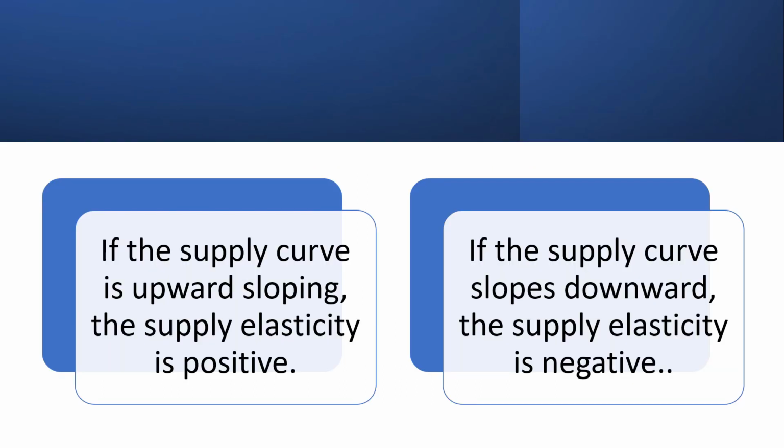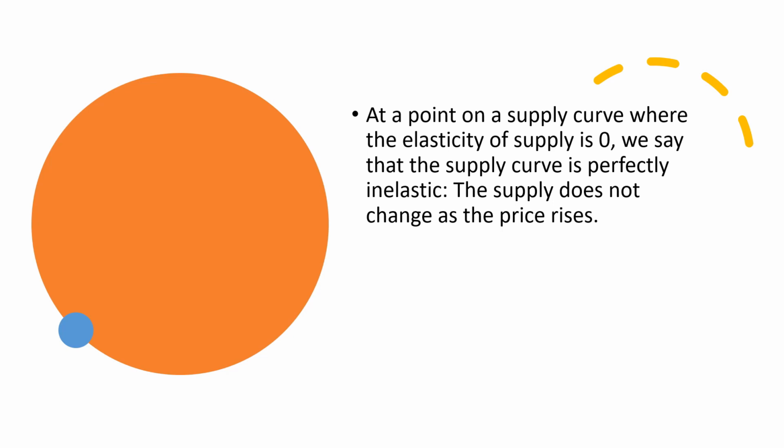If the supply curve is upward sloping, the supply elasticity is positive. If the supply curve slopes downward, the supply elasticity is negative. At a point on a supply curve where the supply elasticity is 0, we say that the supply curve is perfectly inelastic, meaning that the supply does not change as the price rises.